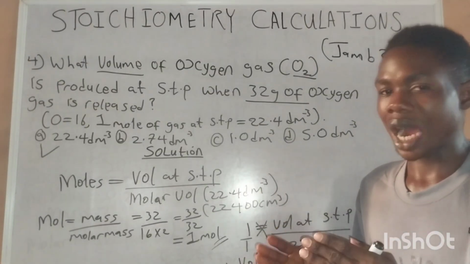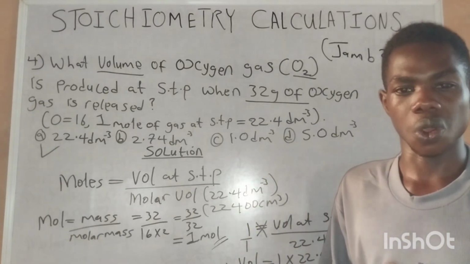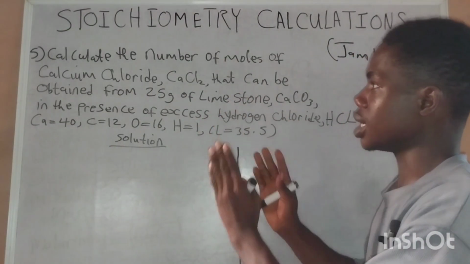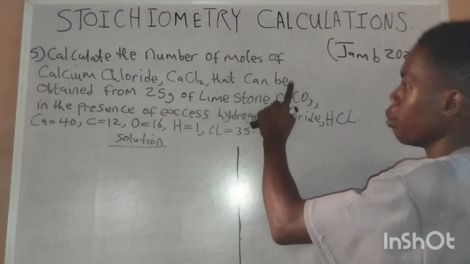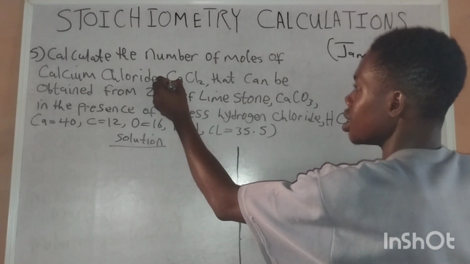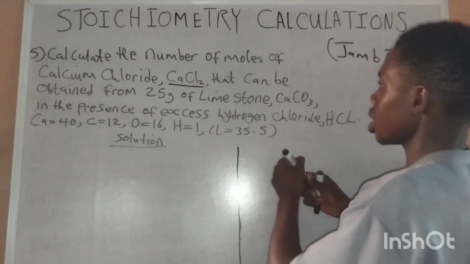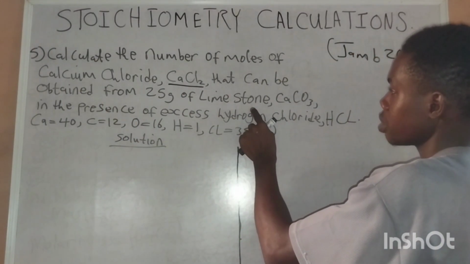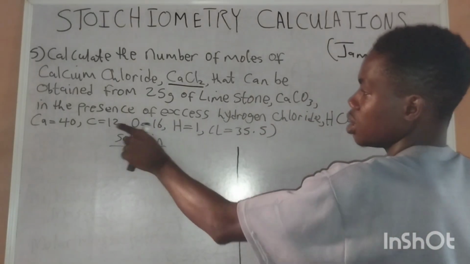So let's continue and let's produce the last practice question of the day. This question says calculate the number of moles of calcium chloride, CaCl2, that can be obtained from 25 grams of limestone, CaCO3, in the presence of excess hydrochloric acid.